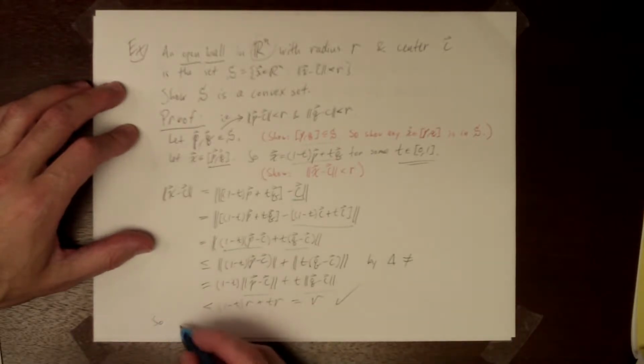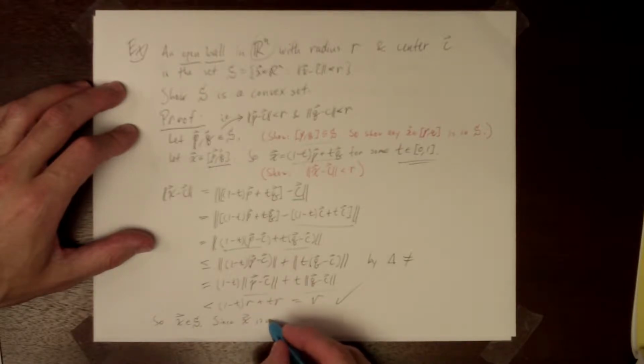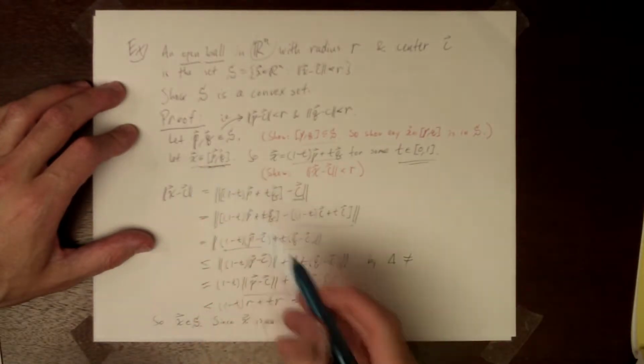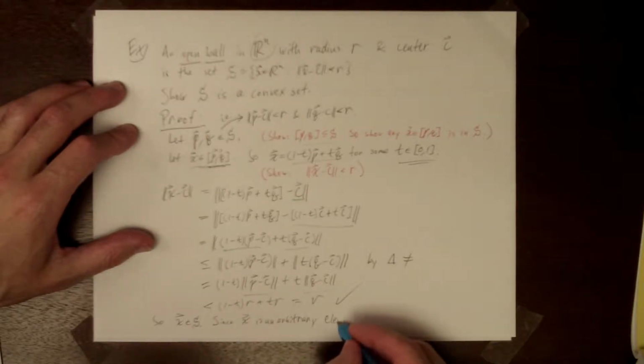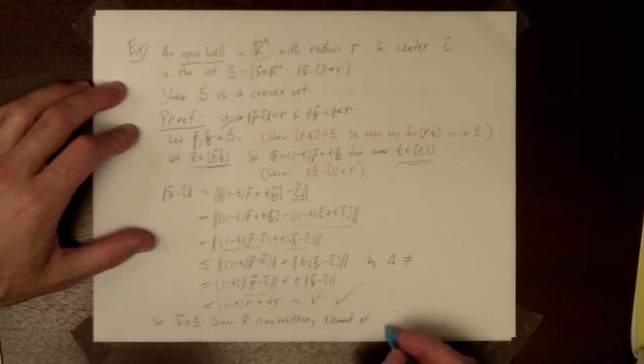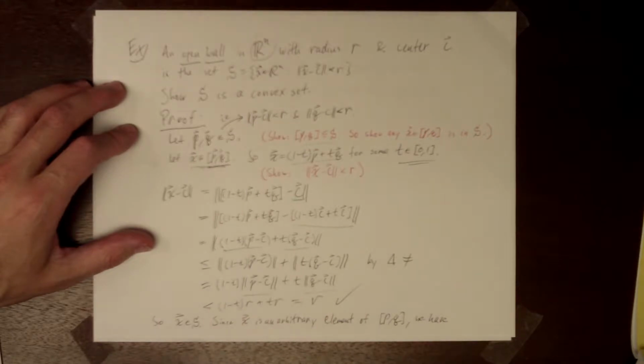To be formal about it, this means that X is in S, since X, as you see here, is an arbitrary element of the segment from P to Q. We have then that everything in the segment from P to Q is in fact in S. So that is to say, the segment from P to Q is a subset of S.